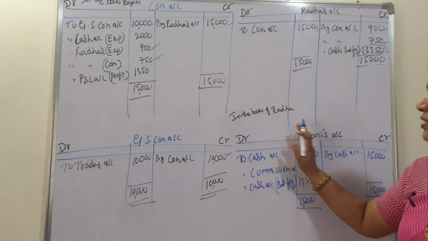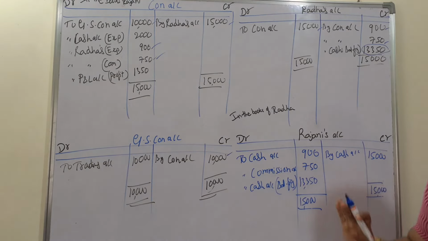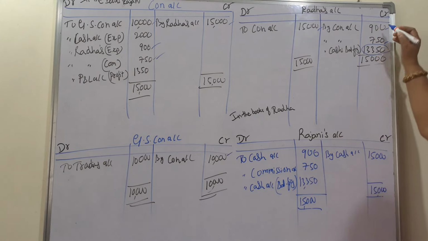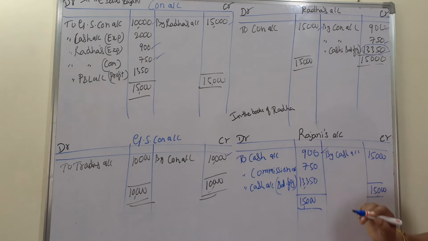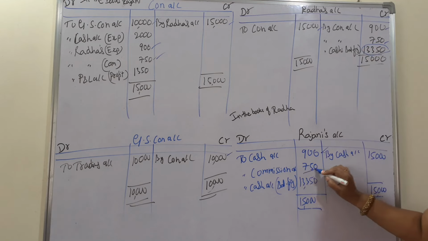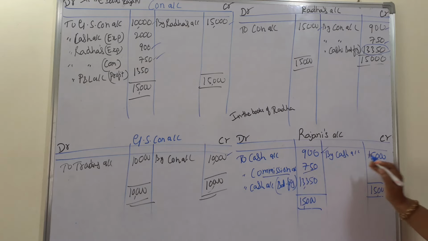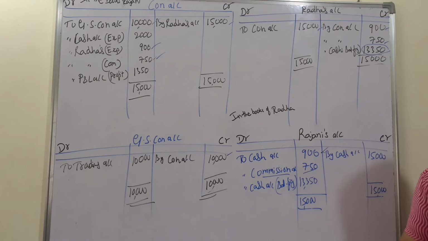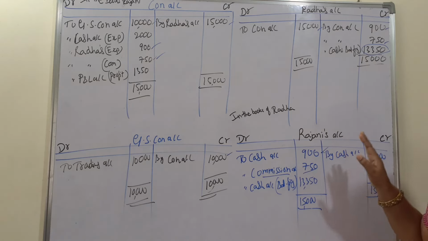Next, in the books of the consignee. Nothing to worry, whatever you find over there, same as it is, you are writing. So cash is cash. Only commission, remember. Commission, we are not saying cash. Commission we are saying as commission only. And sales also by cash. Nothing else. So the same amount you are going to get. So this is in the books of the consignee, consignor, Rajini's account.